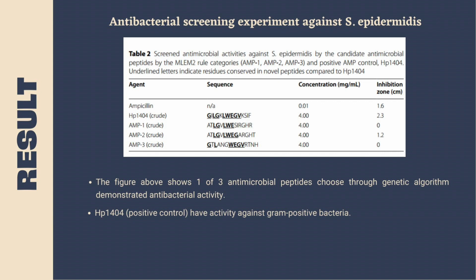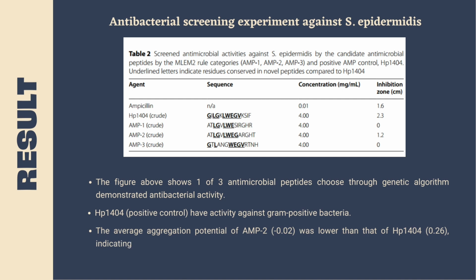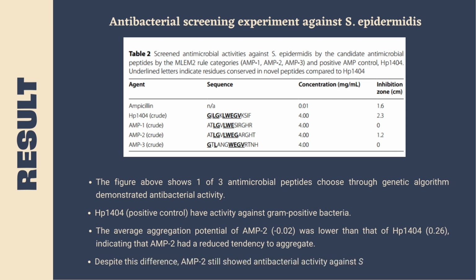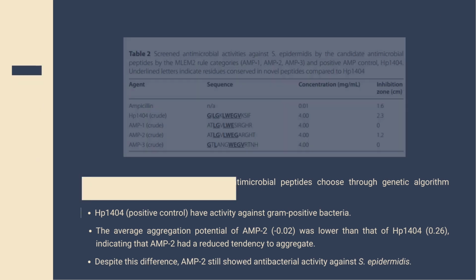They compared the aggregation potential of AMP2, one of the selected peptides, with that of H1404. The average aggregation potential of AMP2, which has the value of -0.2, was lower than that of H1404, which has the value of 0.26, indicating that AMP2 had a reduced tendency to aggregate. Despite this difference, AMP2 still showed antibacterial activity against Staphylococcus epidermidis.